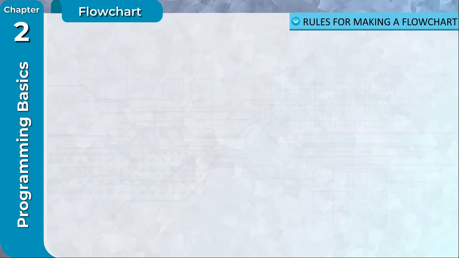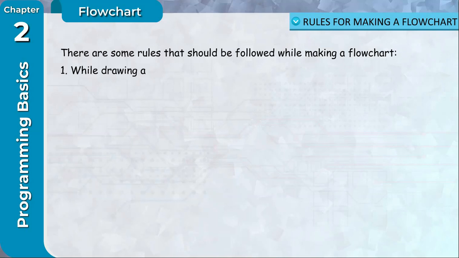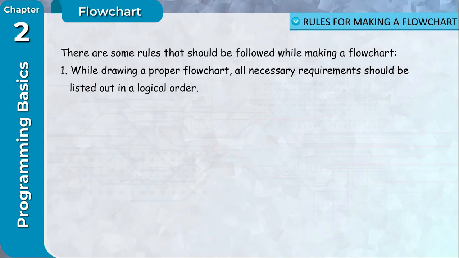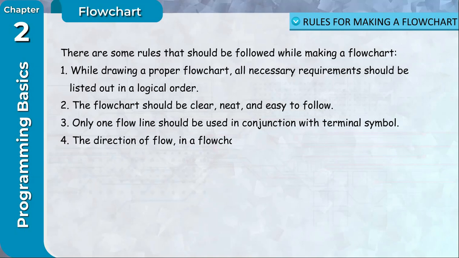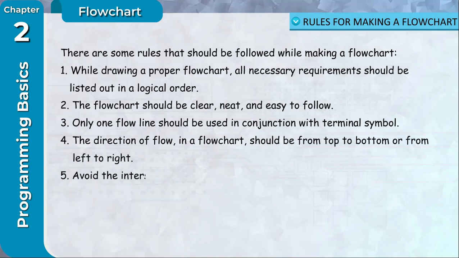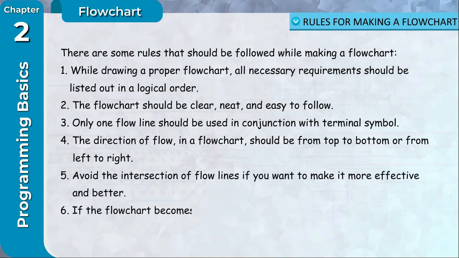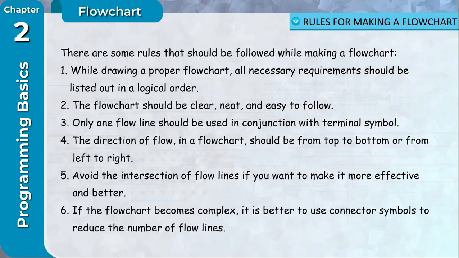Rules for making a flowchart. There are some rules that should be followed while making a flowchart. While drawing a proper flowchart, all necessary requirements should be listed out in a logical order. The flowchart should be clear, neat, and easy to follow. Only one flow line should be used in conjunction with a terminal symbol. The direction of flow in a flowchart should be from top to bottom or from left to right. Avoid the intersection of flow lines if you want to make it more effective and better. If the flowchart becomes complex, it is better to use connector symbols to reduce the number of flow lines.